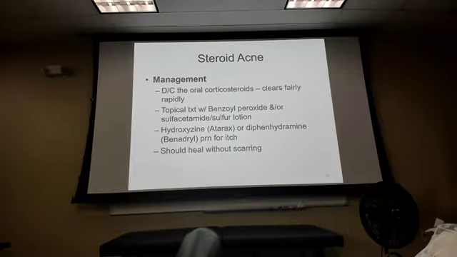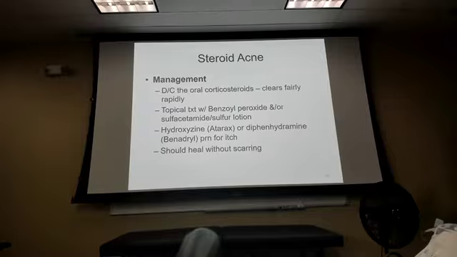Management-wise, we're going to discontinue the oral corticosteroids. So if we can get rid of it, then we can do it. Topical treatment with benzoyl peroxide and/or sulfacetamide or sulfur lotion. We can also use some anti-itch medications, like Atarax and Benadryl. Again, like we said before, this should heal without scarring. So that's steroid acne.